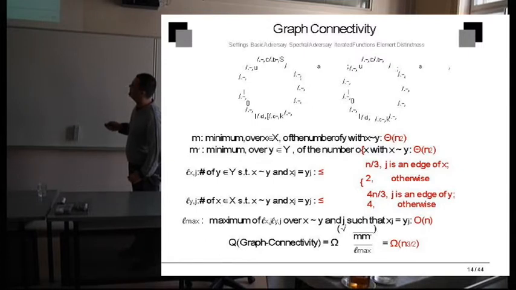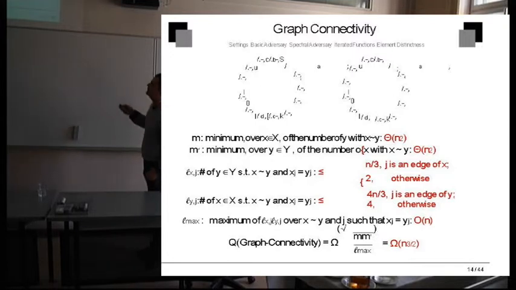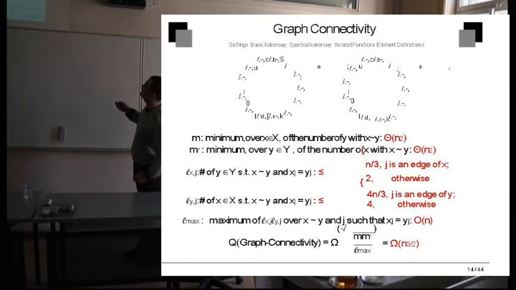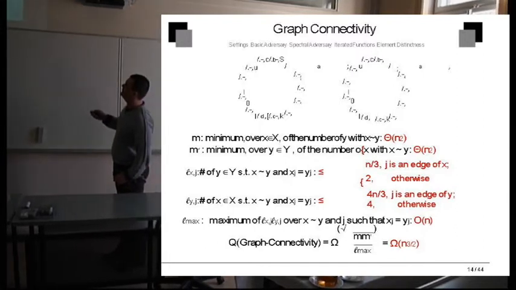Then you calculate L max, that is the maximum of this product over x and y such that x j differs from y j. In one case it will be at most linear, and in the other case it will be constant, because it is not possible that L x j and L prime y j are both in this case, because in both of these cases j is an edge of x and j is an edge of y, and if both of these cases are satisfied, then this is not fulfilled. So if this is fulfilled, then either this and this holds, or this and this holds. So the product is at most linear.